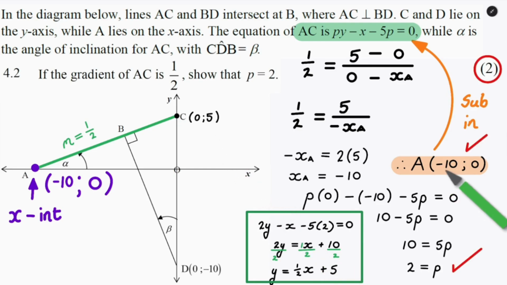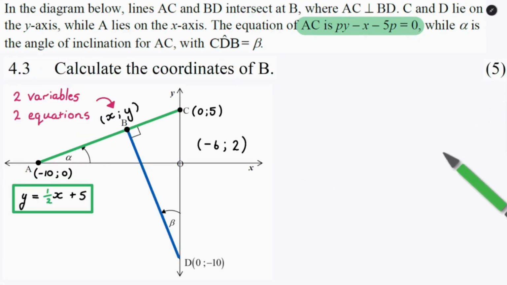Okay, and the slag means I only award 2 marks, one for A, one for p. In question 4.3, we need to calculate the coordinates of B. So let's have a look at B. We're missing x and y, so I'm missing 2 variables. So I'm going to need 2 equations to solve for those 2 missing variables.